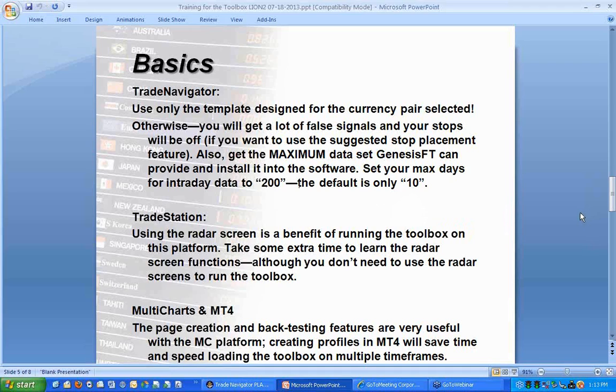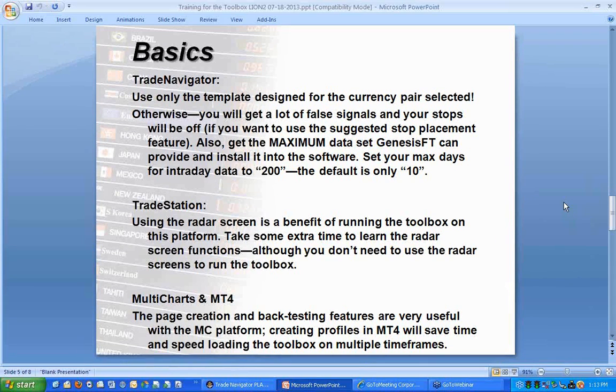You want to use the right template or screen for each pair, but the TradeStation setup is different. They have the maximum data available as default anyway, and they have something called the radar screen, which is a real nice benefit. It allows you to look at more than one time frame at a time, whereas on the other platforms you have to toggle back and forth between time frames. Now, it's up to you if you want to use the radar screen, but you don't need to use it to get signals from the Toolbox.